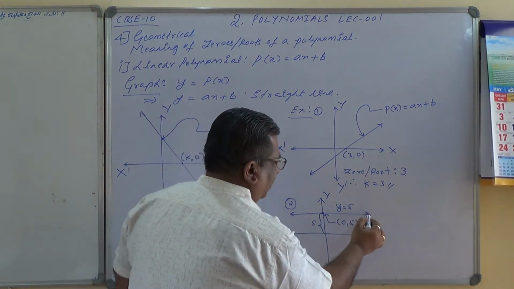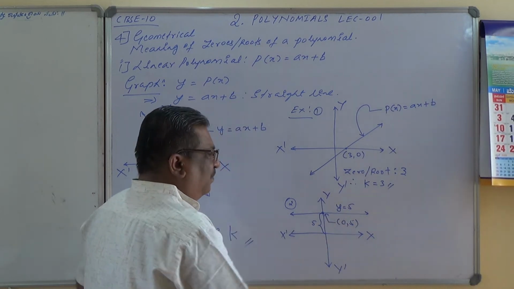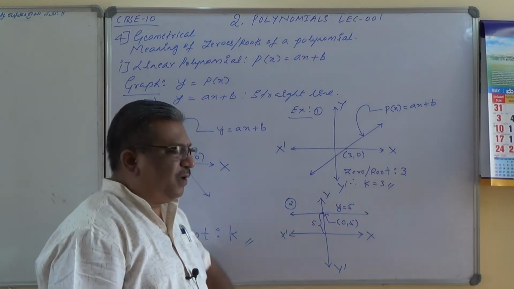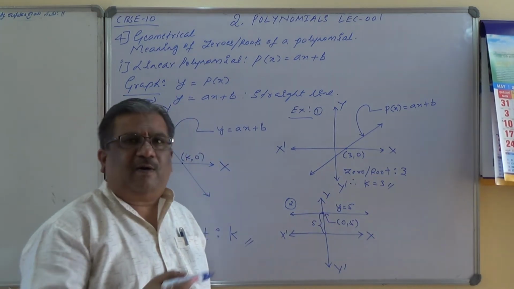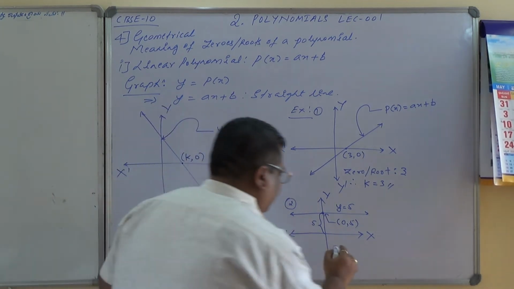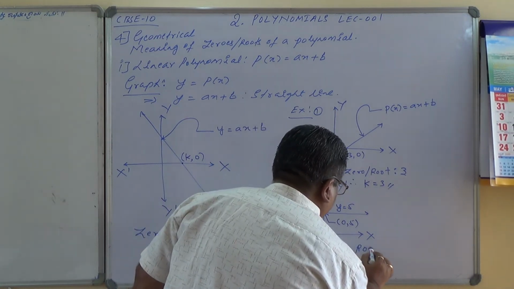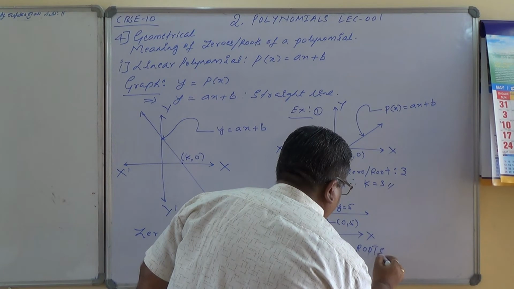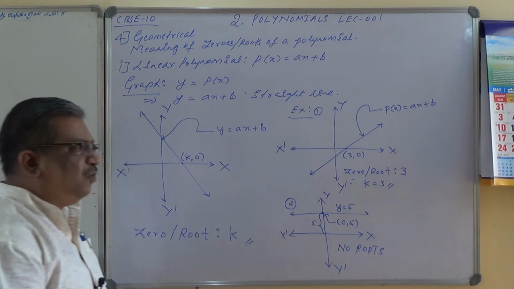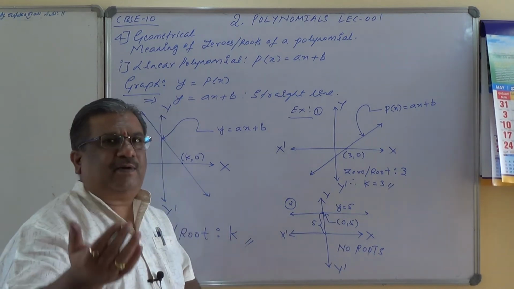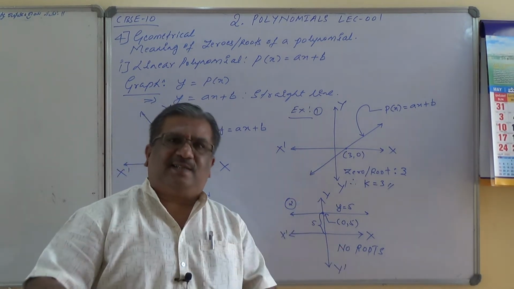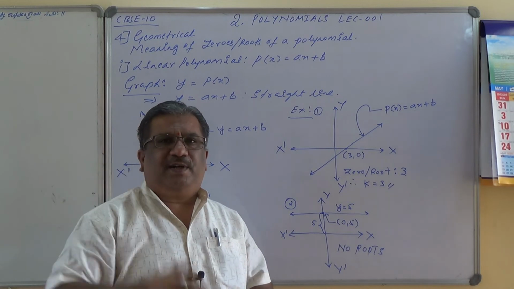What is the graph here? The graph is nothing but a straight line. The equation of this graph is y equals 5. What is the root over here? Is it intersecting or cutting the x-axis? It is not cutting the x-axis, and therefore no roots exist. No roots or no zeros, because it is not cutting the x-axis. What is the root? Basically, the x coordinate of the point of intersection of the graph with the x-axis, wherever the graph cuts the x-axis, the x coordinate of that point of intersection is called the root.